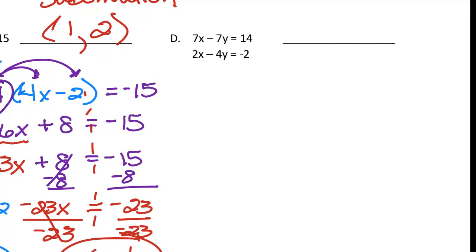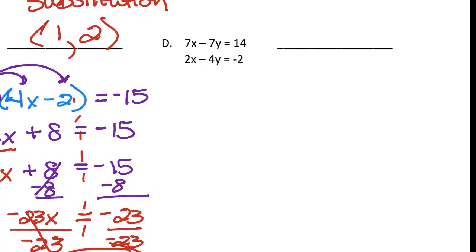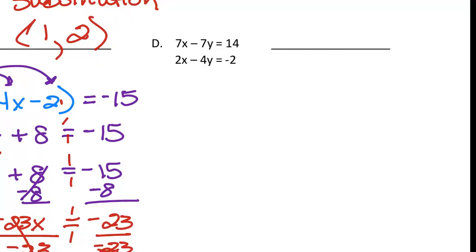Okay, so we have 7x minus 7y equals 14. 2x minus 4y equals negative 2. So I don't see anything isolated, so I probably wouldn't use substitution because I'd have to do a lot of work to get one of them isolated. So I am going to use, what? You can, but you would have to do a lot of work to get the X or the Y by itself.